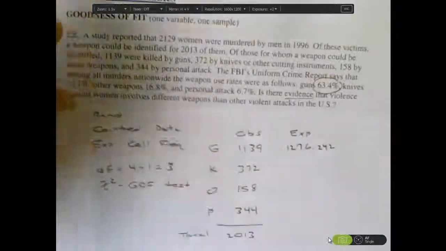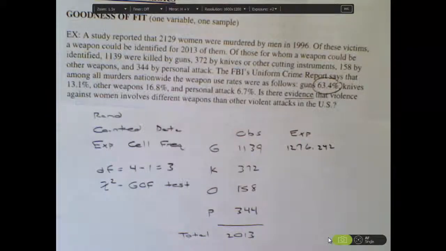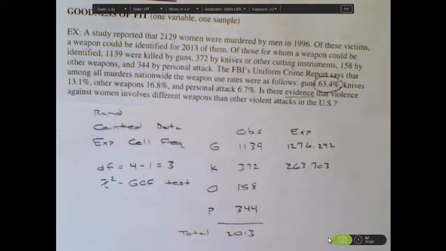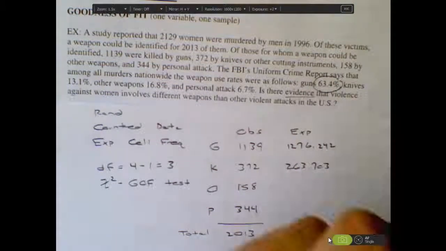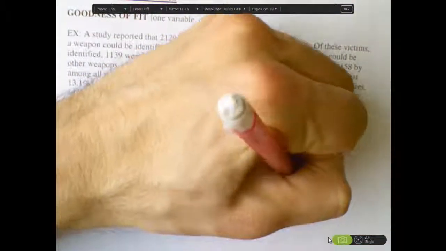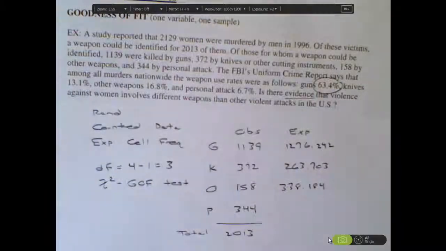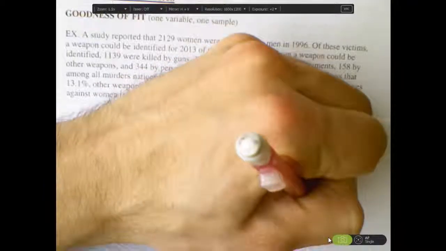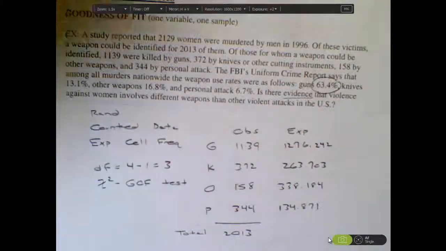And I'm just going to not show these other calculations. I'm just going to do them on the side here. So for knives, 0.131 times 2013, 263.703. Other, 0.168 times 2013, 338.184. And personal attack, 0.067 times 2013. Okay, so those are my expected counts.